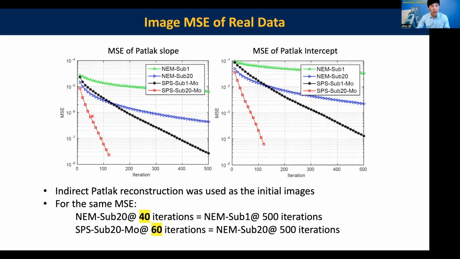So this is the momentum method with 20 sub-iterations again. If we match the MSE at the nested EM with 20 sub-iterations and 500 iterations over here, then we draw a line that's equivalent to 60 iterations of the SPS with momentum. This is on the Patlak slope image, and this is on the intercept image. Both of them show the same trend.